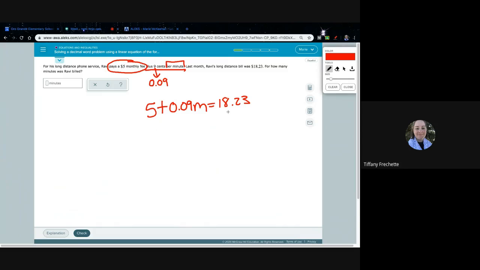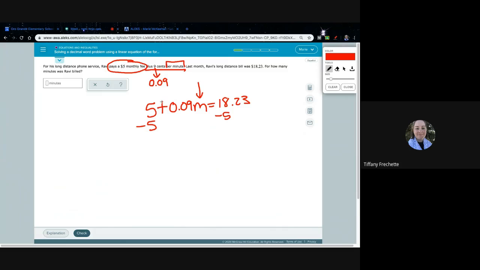How many minutes was Ravi billed? All right, so now that we have this equation built, we need to start solving for it. We want to get this M all by itself. So we're going to move this 5. By moving it, I mean we're going to undo the addition.